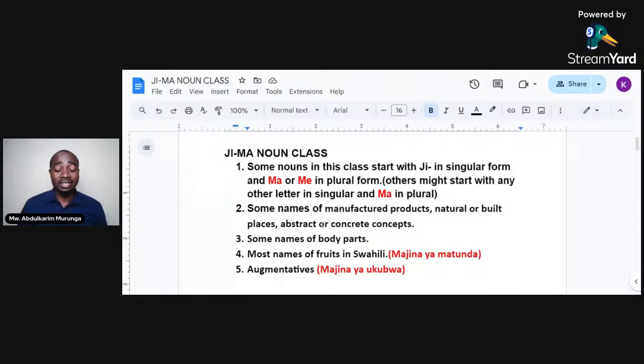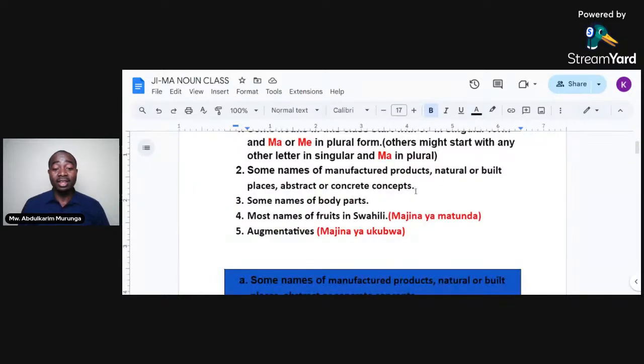Tutaendelea. The next characteristic here: some names of manufactured products, natural or built places, abstract or concrete concepts. We will see these names that we've just listed here. You will be able to identify some of them. Three, some names of body parts. Some names, like I said, sikio, jino, jicho, sawa. Some names of body parts, they fall into this Jima class.